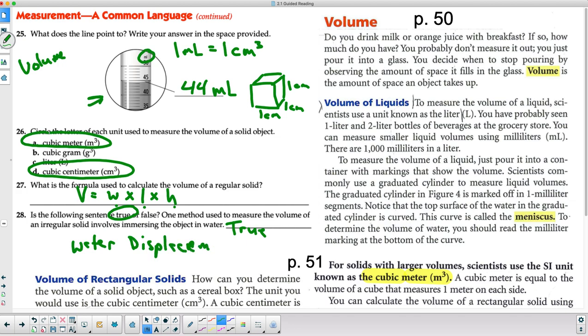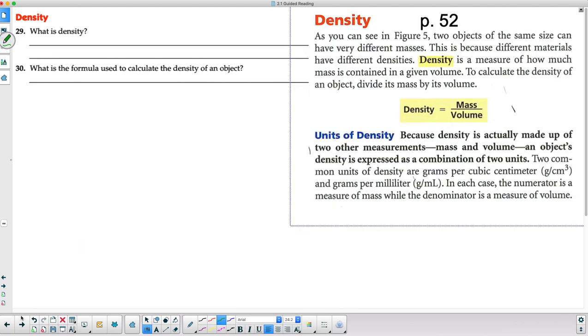Oops. E-M-E-N-T. Good. Excellent. All right, let's move on. We got a couple of things here. What's density? Density is the measure of how much mass is contained in a given volume. So you could put that in right here.